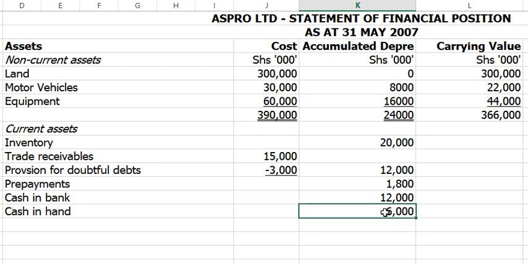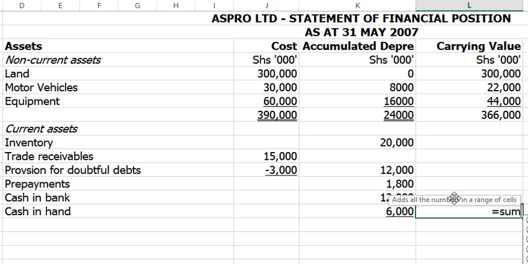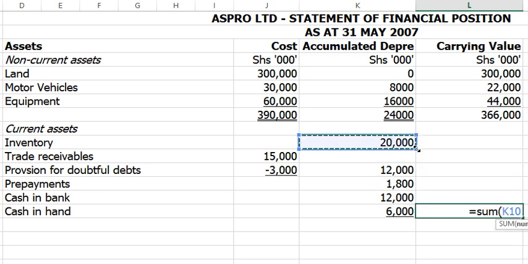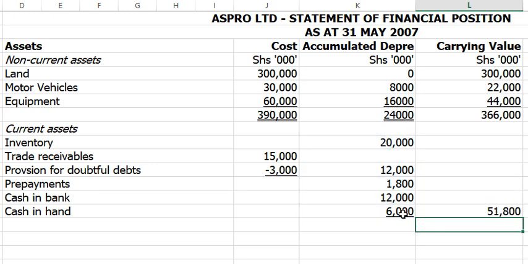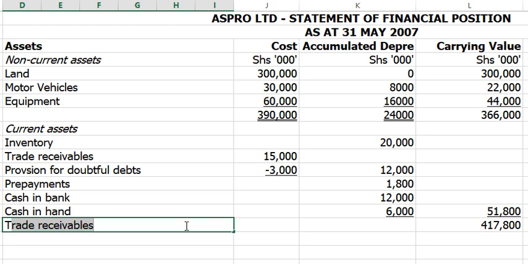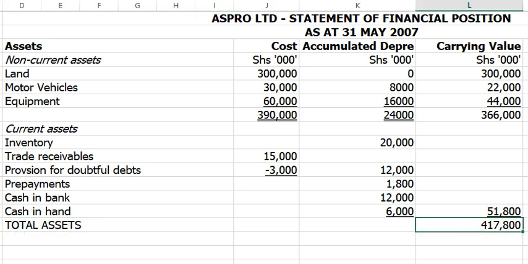So what you'll do, you'll have now to add all the current assets. That is a total of 51,800. We add the current assets to the non-current assets to come up with what we call the total assets.